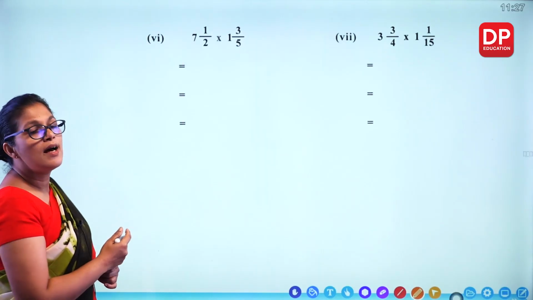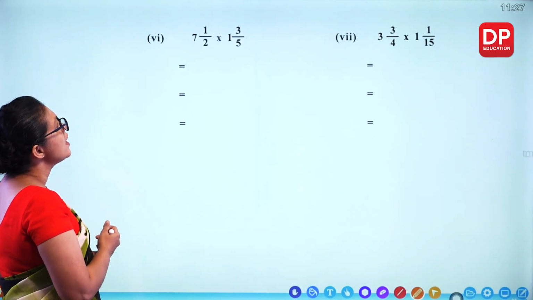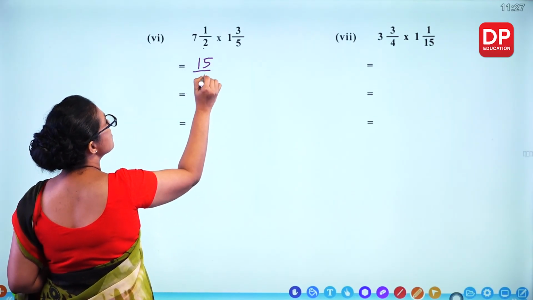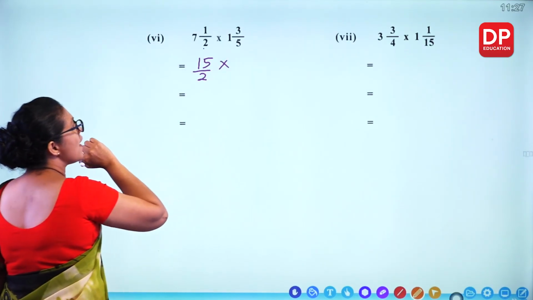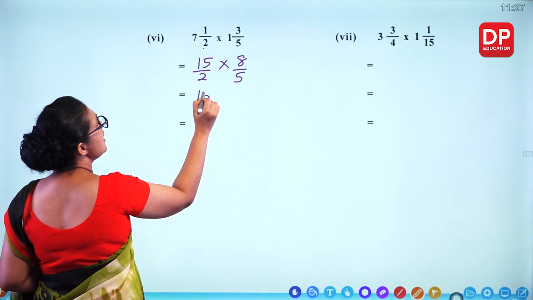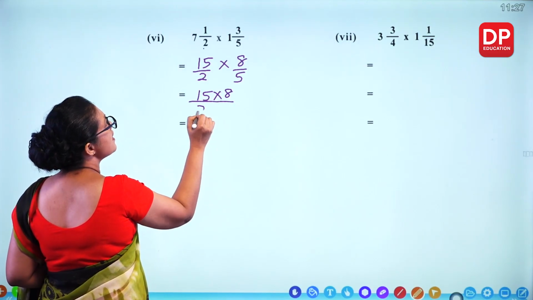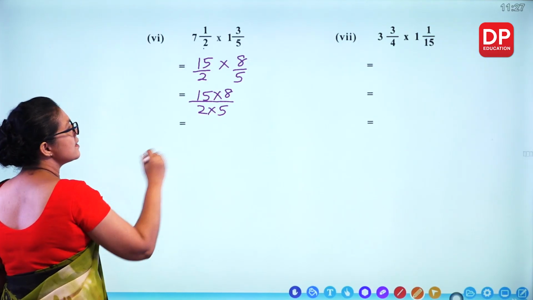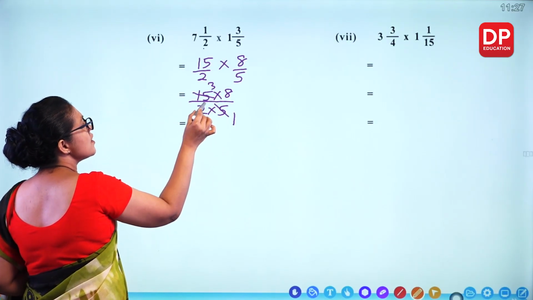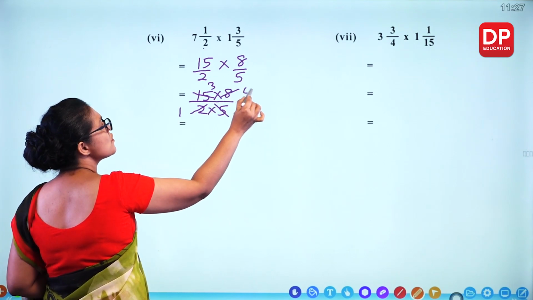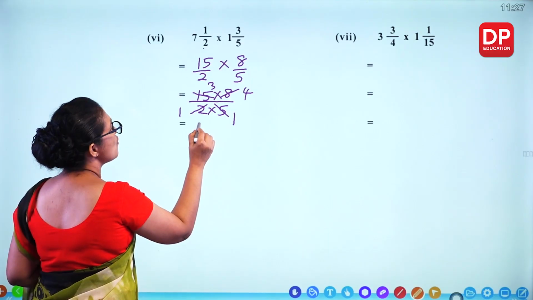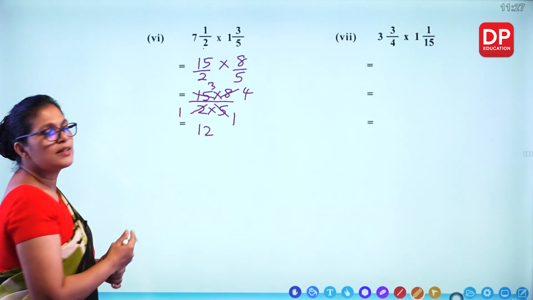So all these are mixed numbers. Convert to improper fractions. 2 times 7, 14 plus 1, 15. 5 times 1, 5. 5 plus 3, 8. Multiply numerator separately and the denominator. I can see 5 times 1, 5. 5 times 3. 2 times 1 and 2 times 4. Now multiply numerator separately. 3 times 4, 12. And 1 times 1, you get 1.